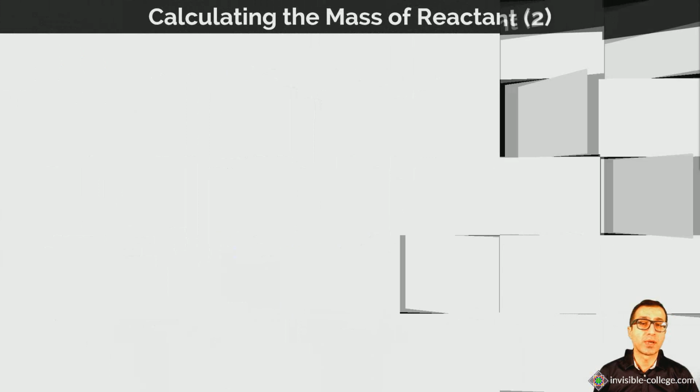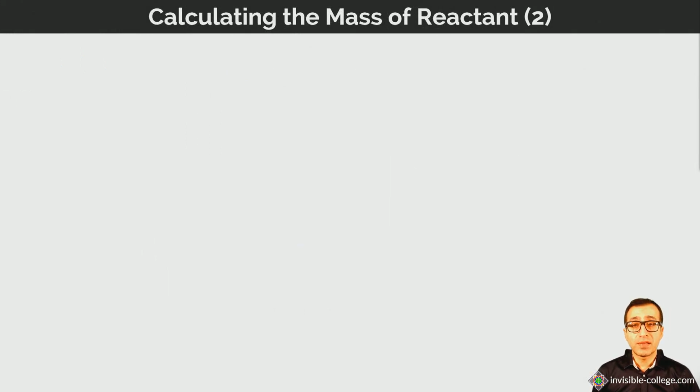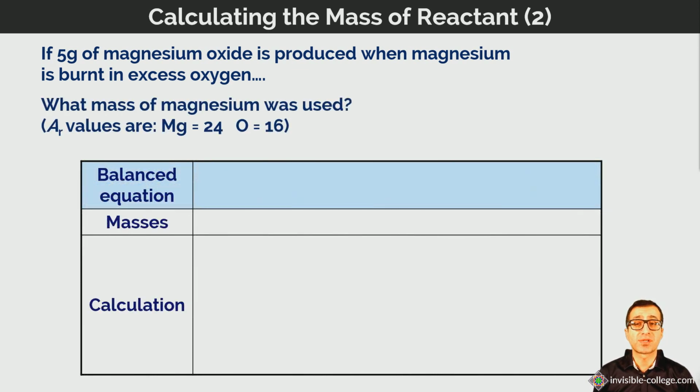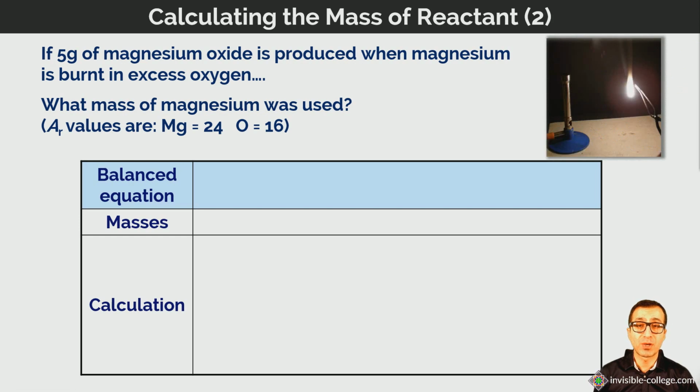So let's try another example here. If 5 grams of magnesium oxide is produced when magnesium is burned in excess oxygen, what mass of magnesium would be used to produce 5 grams of magnesium oxide? So again, I'm going to pause here and let you have a go at this question for yourselves, see what you can come up with.